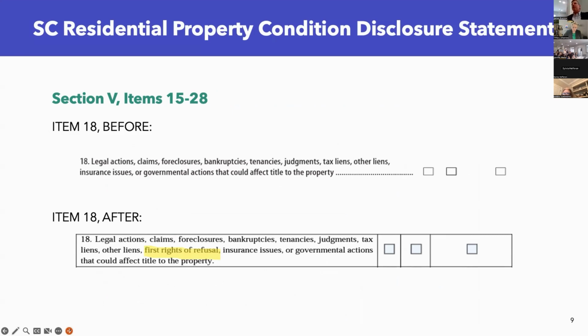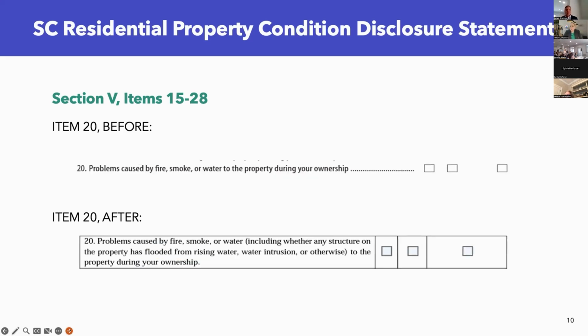I want to buy my neighbor's house. I give my neighbor $1,000 to essentially hold the seller's door open for me and say, if you get an offer, I get 24 hours to match it. That's a right of first refusal. We have to disclose these now. Rights of first refusal were not mentioned in the old version of the form. Now they are. Moving ahead.